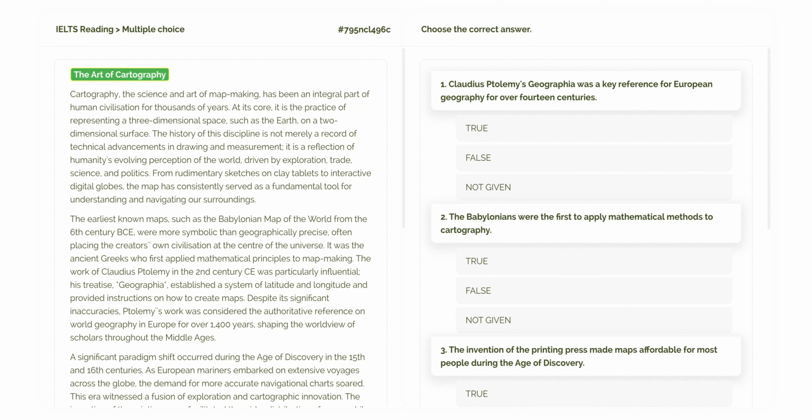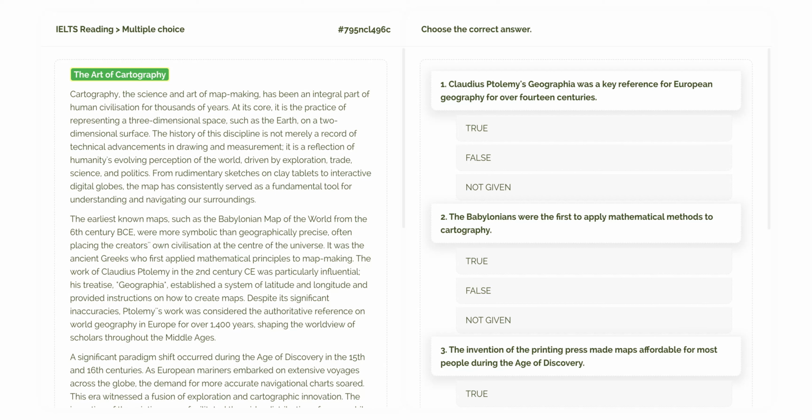Now, here's a simple game plan for this type of question. First, read the question statement very carefully and underline the key ideas. Then, scan the passage to find the paragraph that discusses those ideas. Once you've found it, read that part in detail and compare it directly to the statement. Remember, don't use your own knowledge. The answer must be in the text. Be very careful with words that change the meaning, like all, only, or first. And watch out for paraphrasing, where the passage uses different words to express the same idea. And if you can't find the information, don't be afraid to choose not given.